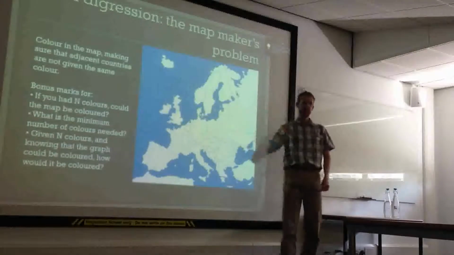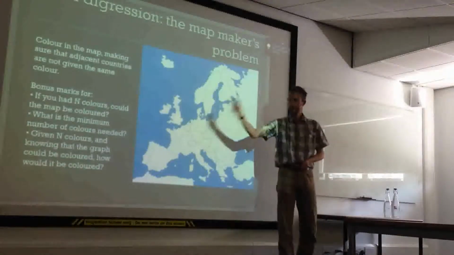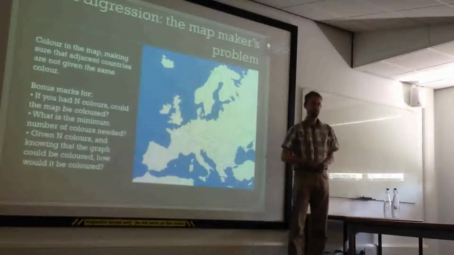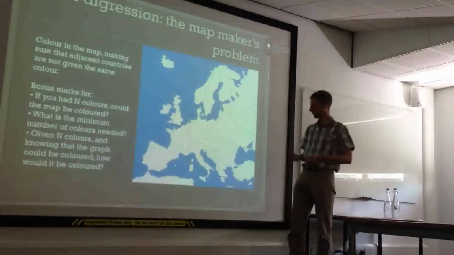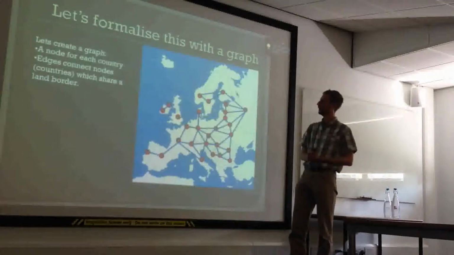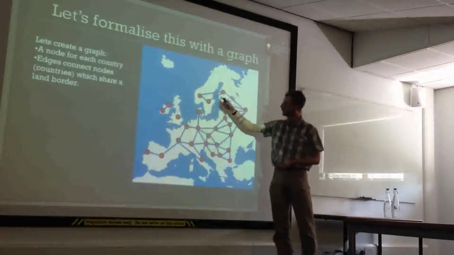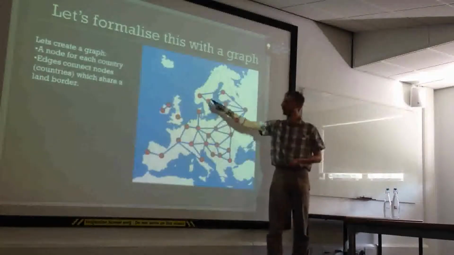What is the minimum number of colours you need to colour it in? And if I gave you n colours and said, yes, you can colour it, how would you actually go about doing it? They're all the same question, they're just rephrased in different ways. So, let's formalise it. We'll create a graph. For every country, we'll create a node, and if 2 countries share a land border, we'll put an edge between them.